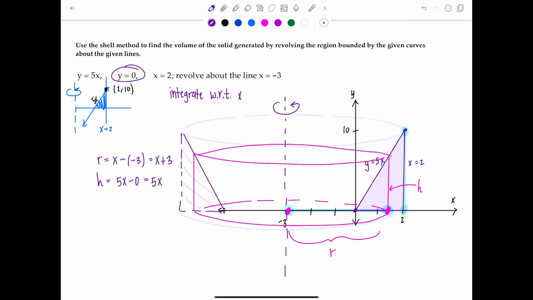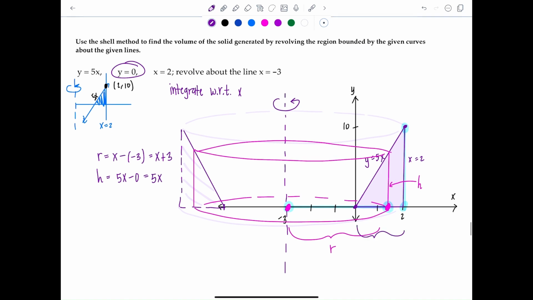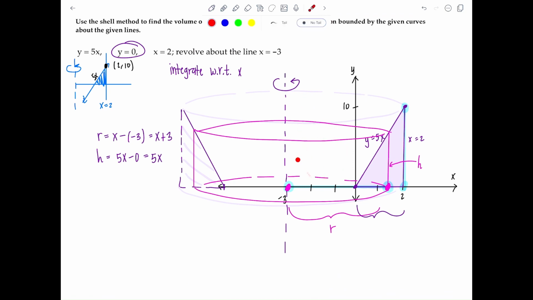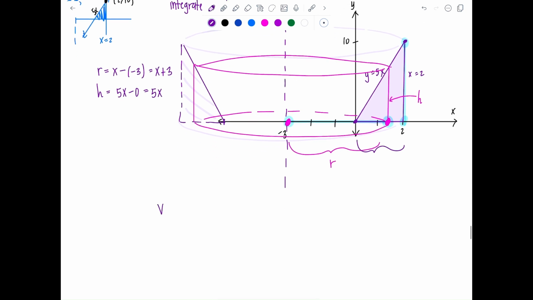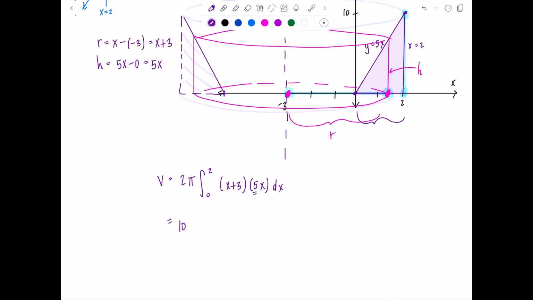Good? Limits of integration are in terms of x that bound the original region. That's just from 0 to 2. There's nothing over here, so only go from 0 to 2. Okay, we're ready. Volume equals 2 pi integral 0 to 2 of x plus 3 times 5x dx. Take the 5 outside if you like. Then I have 10 pi integral 0 to 2. I'm going to distribute: x squared plus 3x dx.